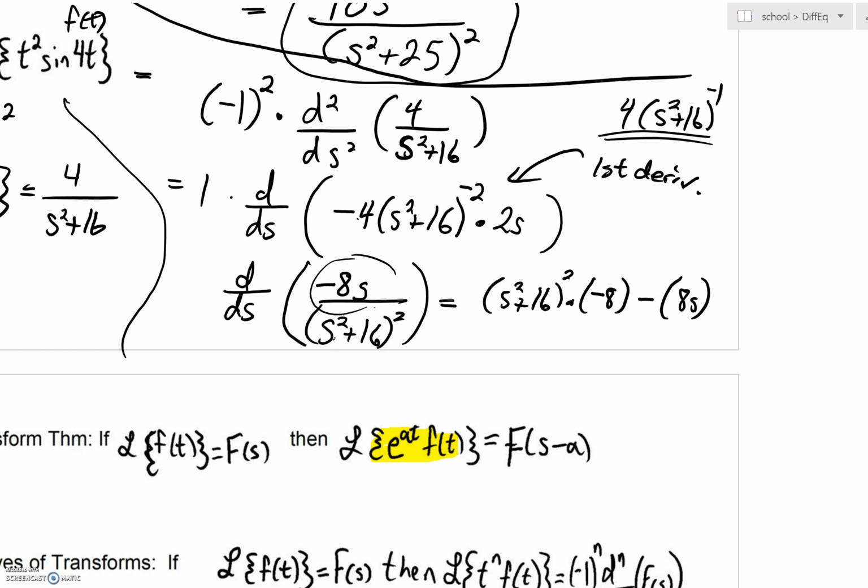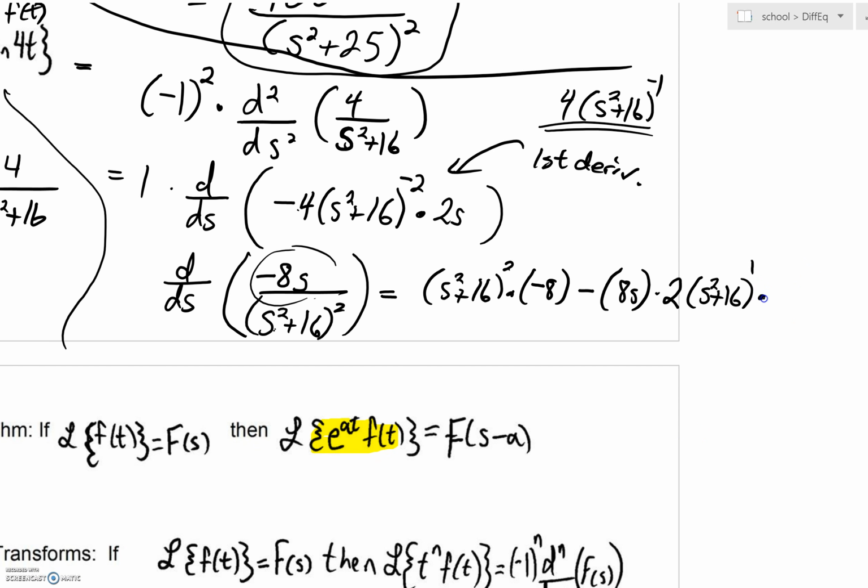D low, now I've got to take my derivative of the bottom. What's that? 2 times s squared plus 16 to the first. Chain rule, what else is going to come out? A 2s. And then down below we'll say, oh my gosh, now I'm going to square that denominator. I'll get s squared plus 16, square a square and you now have a fourth power.